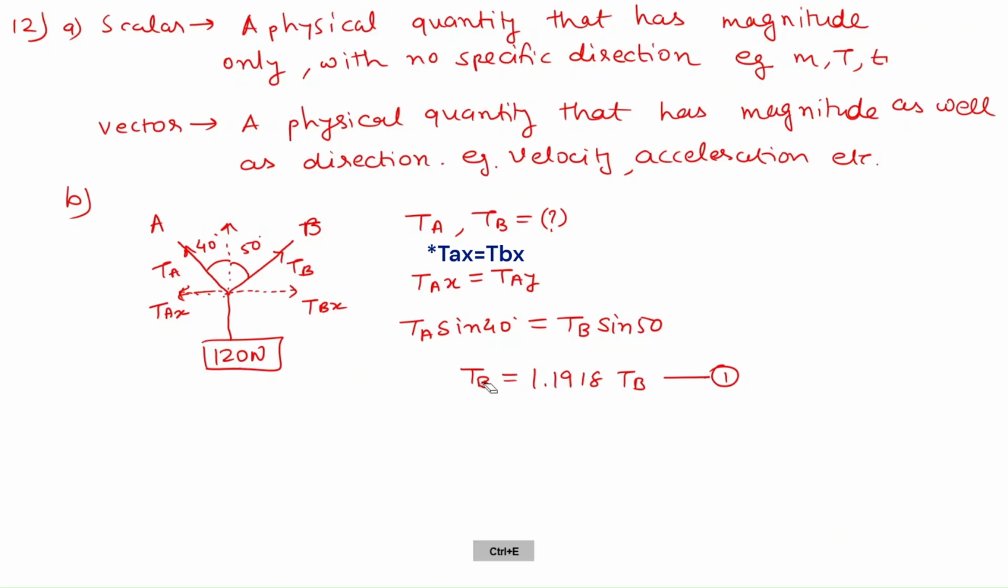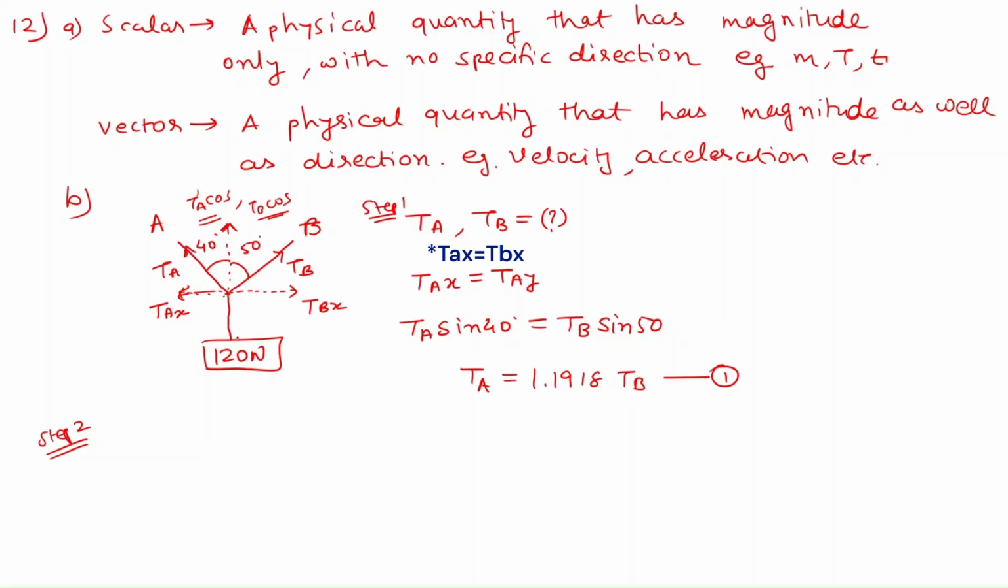Okay. Now in step 2, this is step 1. In step 1, we got the first equation, which is TA is equal to 1.1918 TB. Now in step 2, think like here TA cos component and TB cos component are in the same direction.